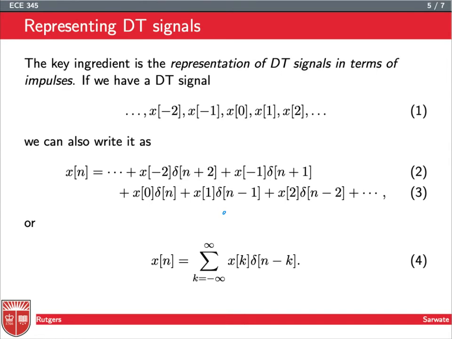Here's a delta at n equals 1, and so on. So more compactly, I can write it in this following form. I can say that my signal x[n] is just the values of the signal at time k times an impulse function at time k. So nothing really fancy is going on here. I'm just using this algebra to write down my signal in a slightly different way.